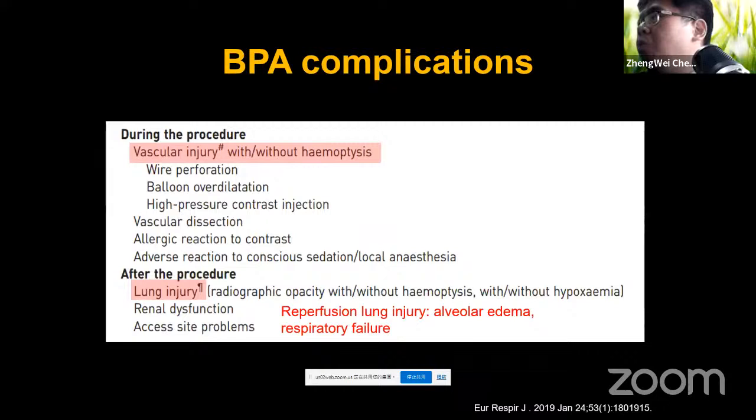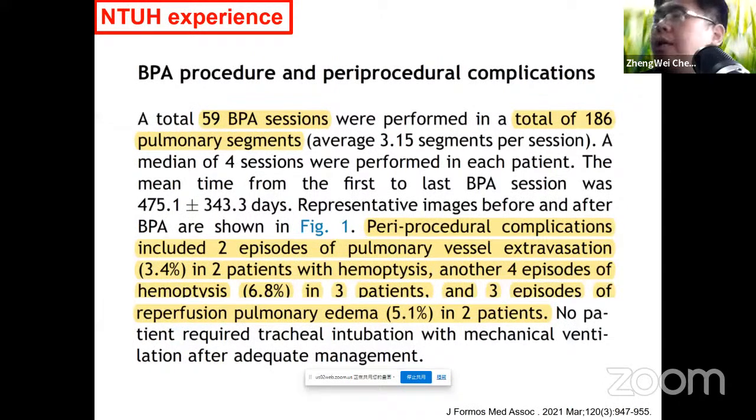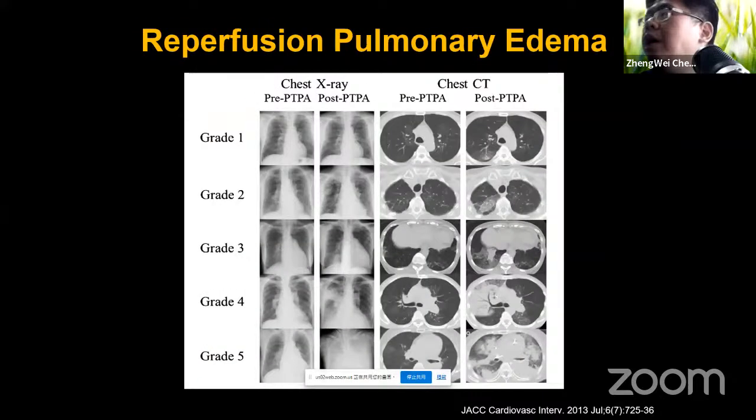However, we should watch out for BPA complications, including vascular injury, with or without hemoptysis, and lung injury, including reperfusion lung edema and even respiratory failure. In our cohort, in total 59 BPA sessions and 189 pulmonary segments, 2 episodes of pulmonary vessel extravasation, 4 episodes of hemoptysis, and 3 episodes of reperfusion pulmonary edema were noticed. Here are some chest X-ray examples showing reperfusion pulmonary edema after BPA with different severity.